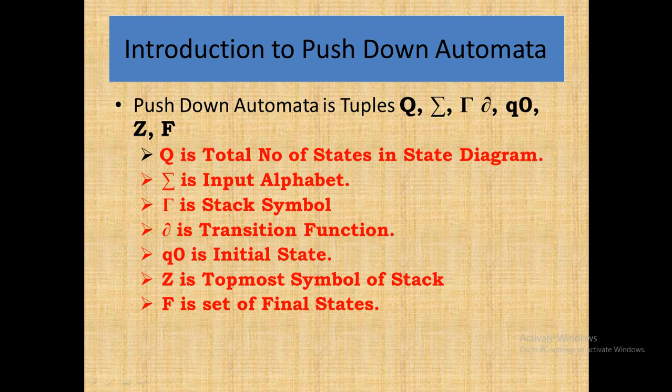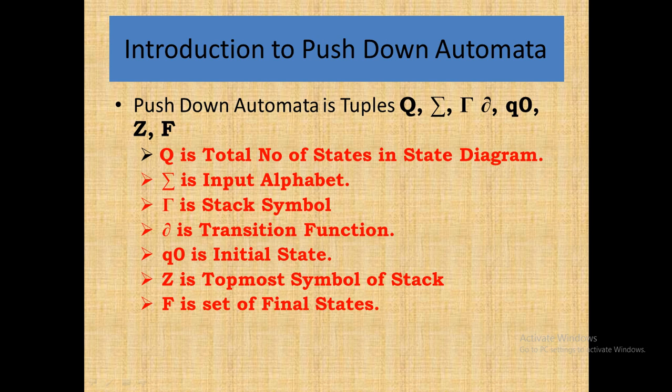Good evening, friends. Today we are going to see the second part, the second week, that's the introduction to the push down automata. First we'll see what is the tuple format of PDA. Basically the PDA is a 7 tuple. Now I will show what are those 7 tuples.